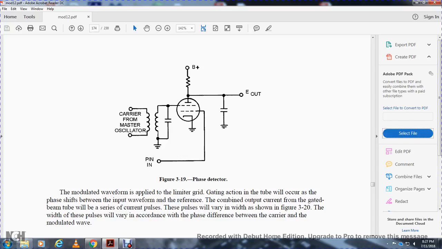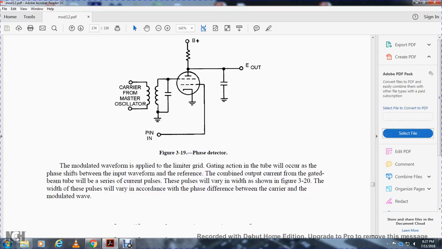The modulator waveform is applied to the limiter grid, and the gating action of the tube will actuate the phase shift of the input with respect to the waveform of the reference. They combine in the output current of the beam tube, which will be shaped as a current pulse. The pulse will vary in width, as shown in figure 320. The width of these pulses will vary according to the phase difference between the carrier and the modulated wave.